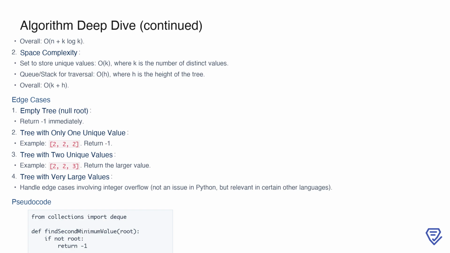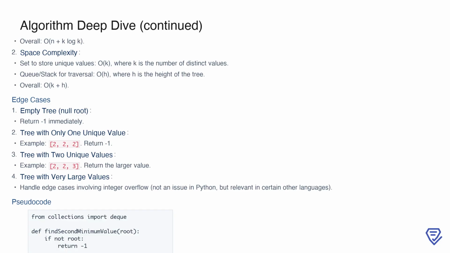It's also important to consider edge cases. For instance, if the tree is empty, we immediately return -1. Similarly, if the tree contains only one unique value, we return -1 since no second smallest value exists. Finally, even for trees with large values, Python's handling of integers prevents overflow issues, though this might need attention in other programming languages.